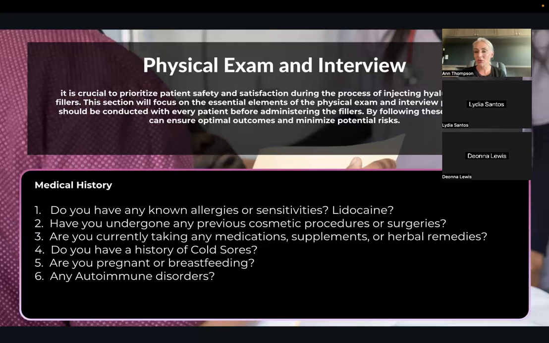If they do have a history of cold sores, you're going to call in Valtrex 2 grams PO BID times 1 day. If they're pregnant or breastfeeding, automatic no-go.